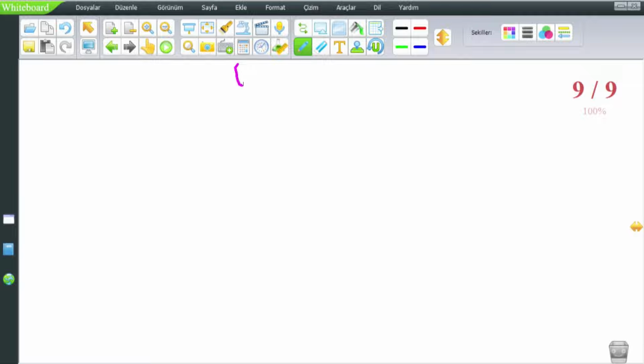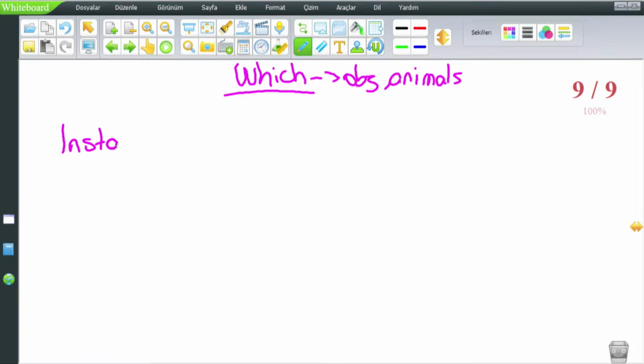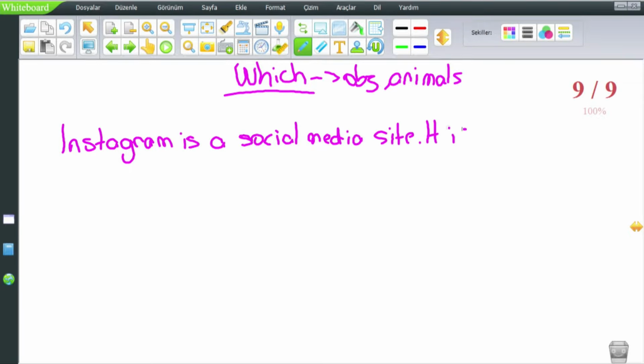Continuing with which, we said that we use which with objects and animals. Instagram is a social media site. It is popular among young people.